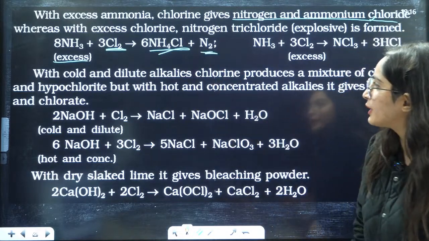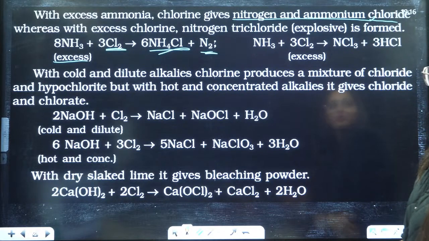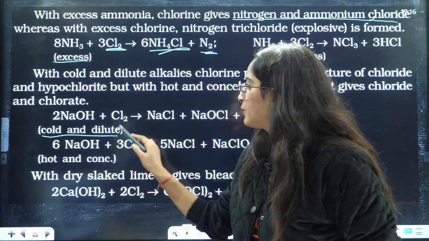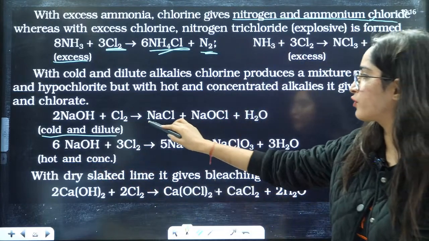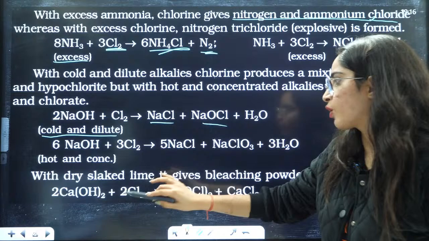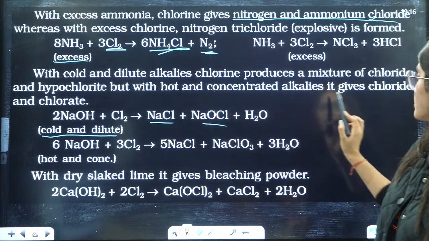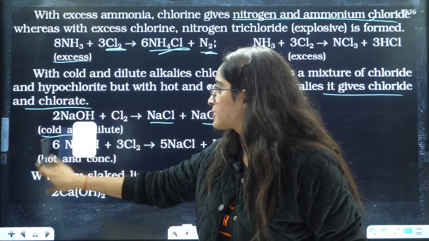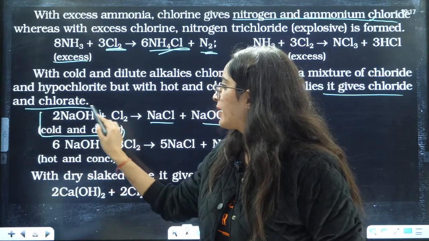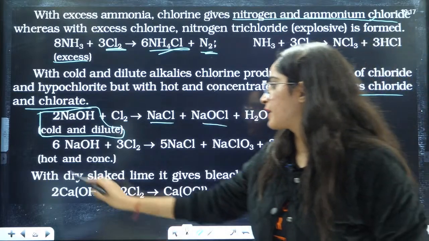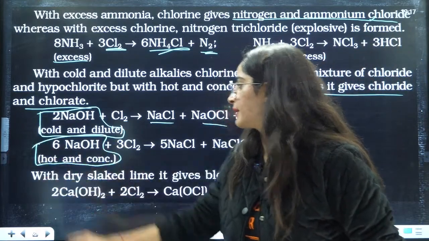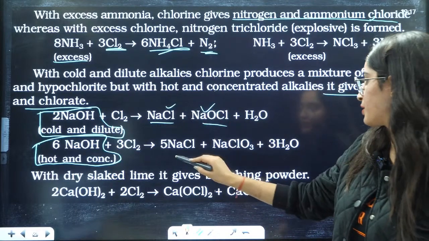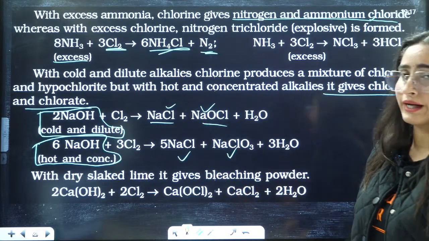Right, cold and diluted chlorine produces a mixture of chlorides and hypochlorites. This is cold and diluted, right? It will produce a mixture of chloride and hypochlorites. With hot and concentrated alkalis, it gives chloride and chlorate. So if you have a cold and diluted base, this is what happens, and this is when you have a hot and concentrated base, right? This is producing chlorides and hypochlorites, this is producing chlorides and chlorates, right?